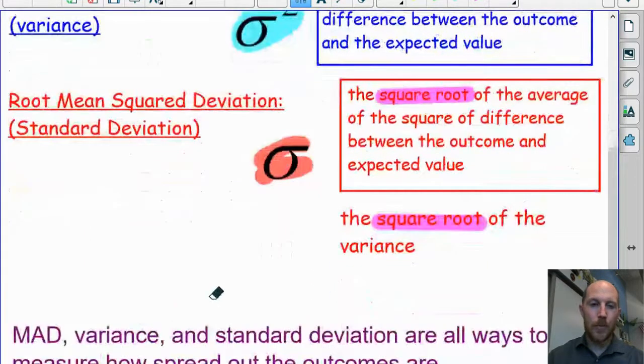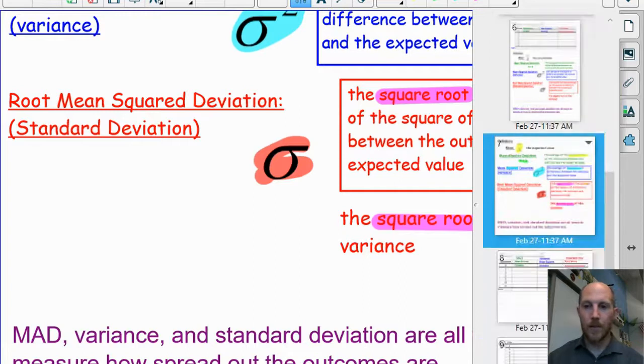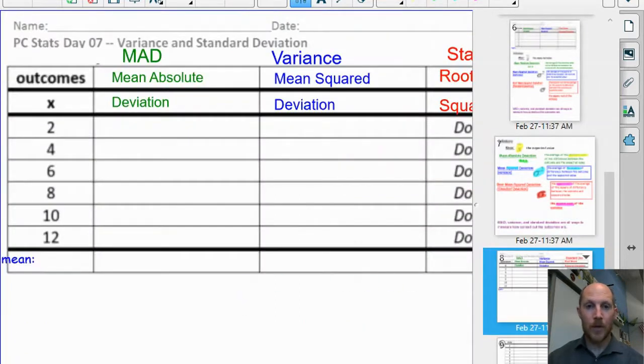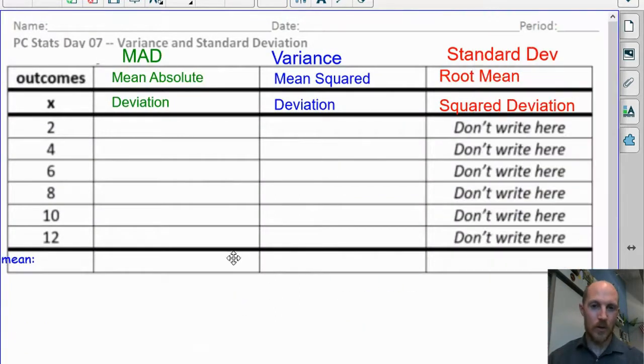Okay, so to recap, all 3 of these last 3 vocabulary terms, the mean absolute deviation, variance, standard deviation, all of those are ways to measure how spread out the outcomes are in a particular data set, how far away from the mean or the center value. All right, now it is time to look at how to do these calculations. And so we're going to use a 4-column table.